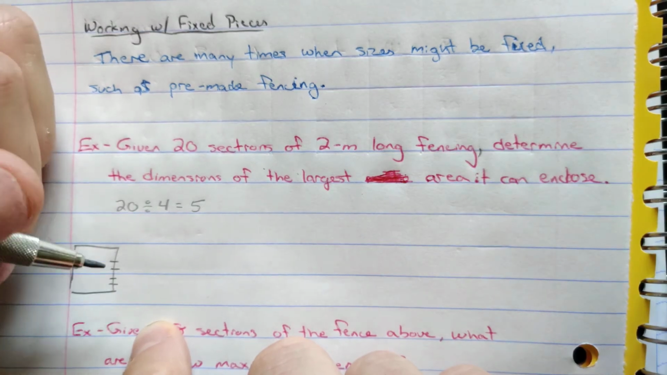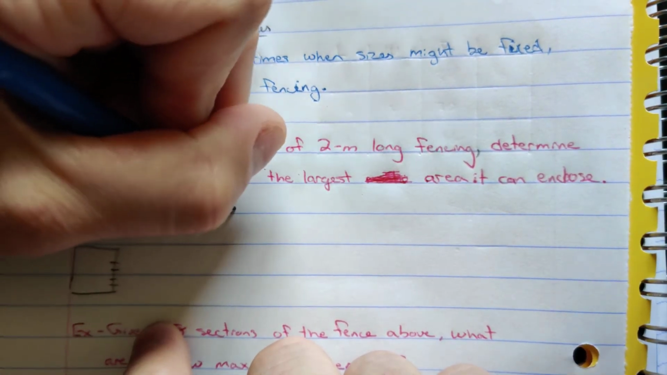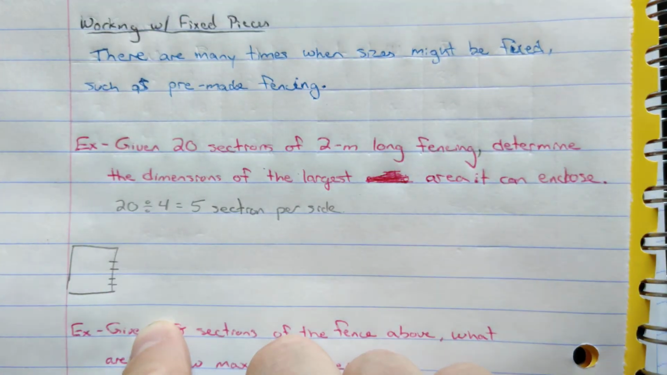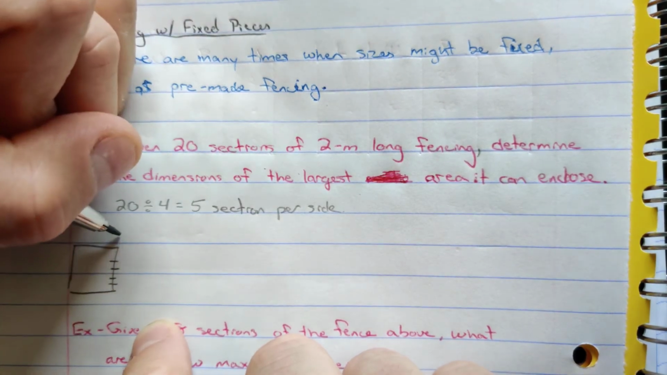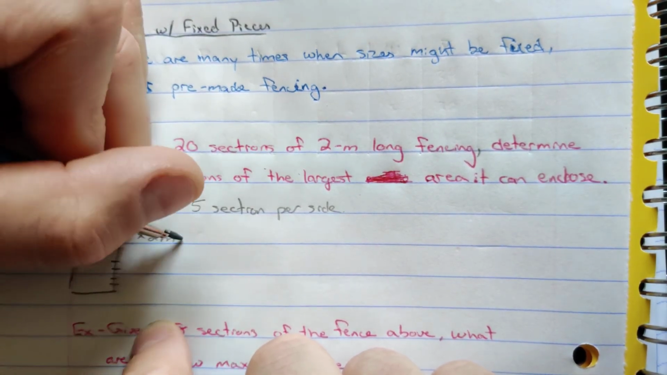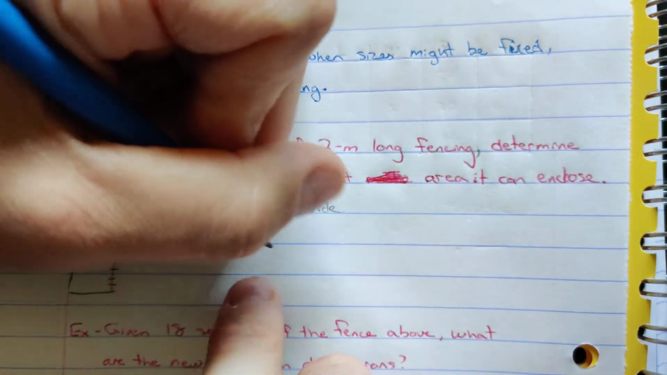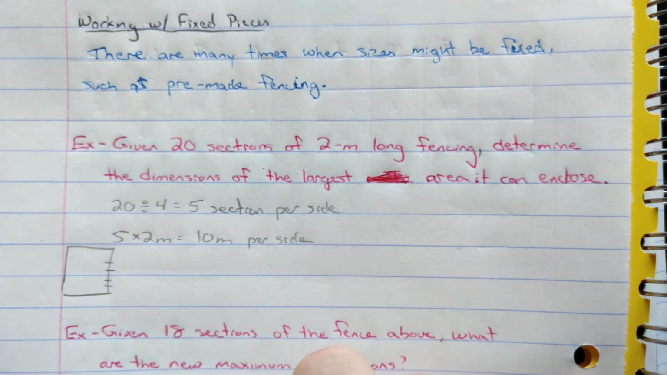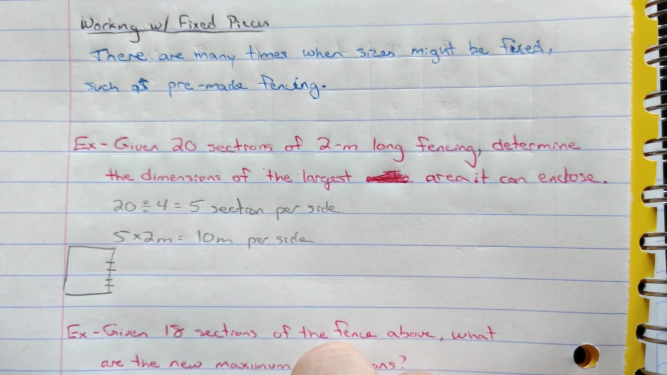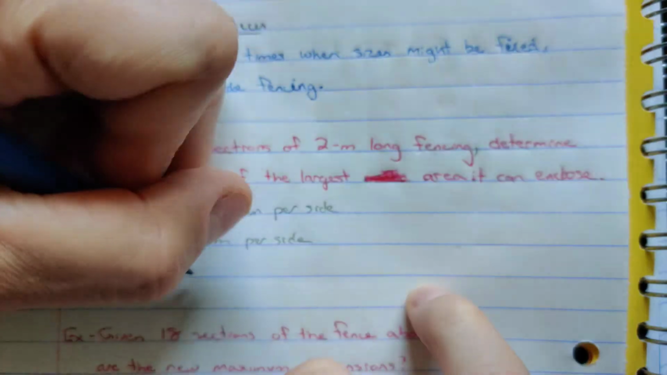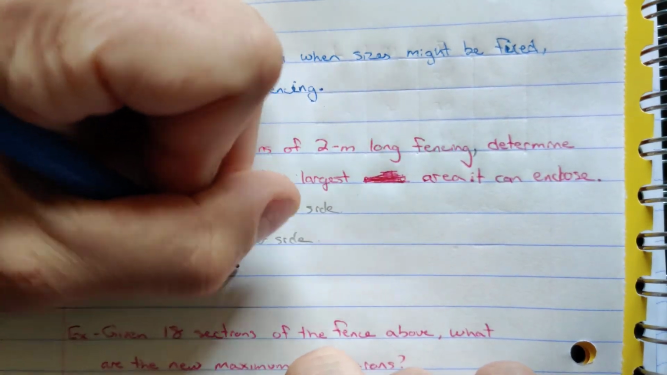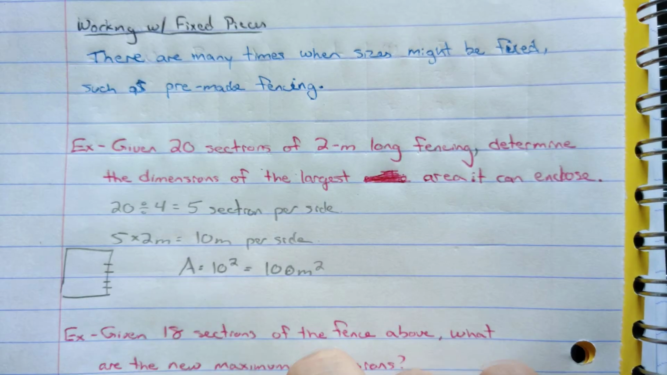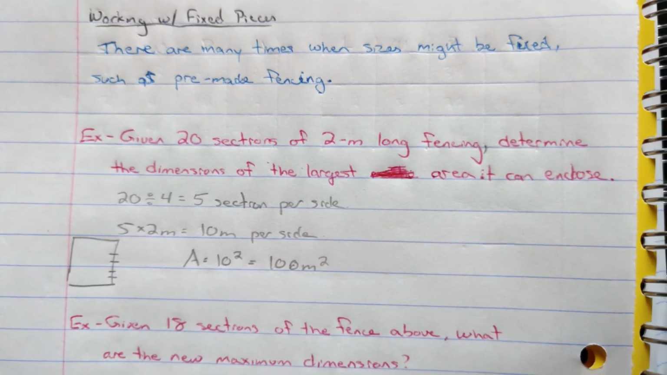So 5 sections per side is what we get. But 5 times 2 meters is going to give us 10 meters per side. So each of these sides is going to be 10 meters. So what's the area it can enclose? Well, area equals 10 squared, or area equals 100 meters squared. So this will be able to enclose an area of 100 meters squared.